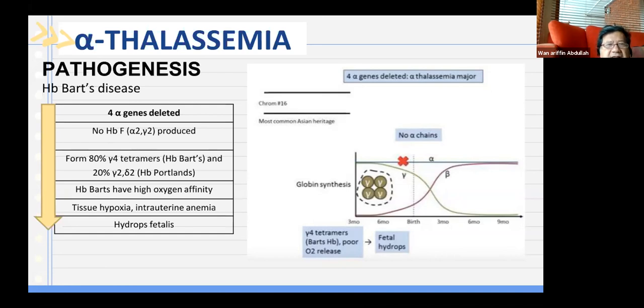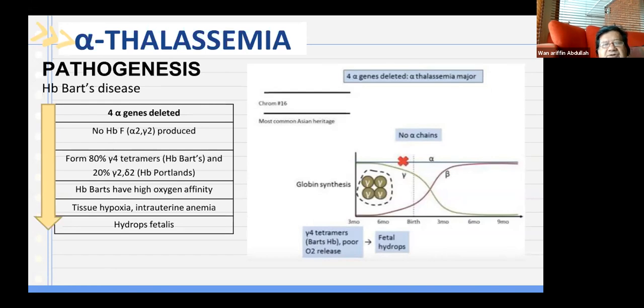And then Hb Barts hydrops, which is where all four genes are deleted, no problem as well, because they have intrauterine death or they die soon after birth. Right? So the alpha thalassemia that you see coming to the hospital are HbH disease. Understand? This will die soon after birth or in intrauterine life.